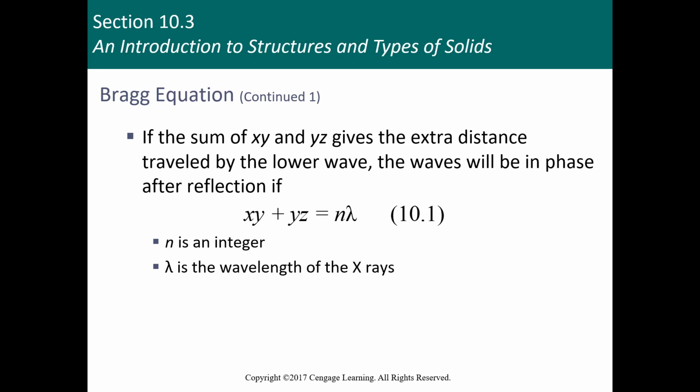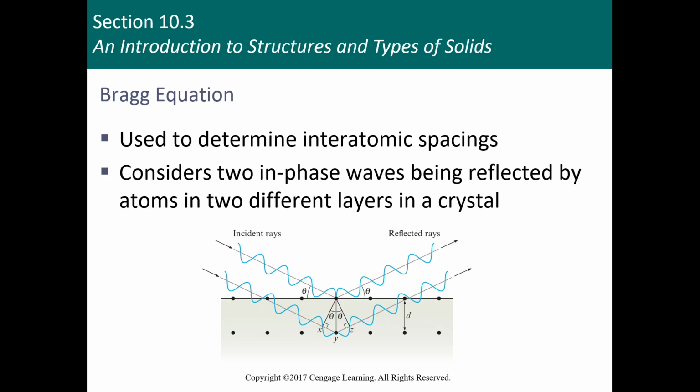So, if the sum of xy and yz gives the extra distance traveled by the lower wave, the waves will be in phase after reflection if this equation is true. So n is an integer. The wavelength is right there. That's going to be the wavelength of your x-rays. And you would have to know that wavelength going in. That's why you would select a wavelength. By the way, here's the y, x, and z's. Right here's those angles. And right here is actually the distance between the atom nuclei.